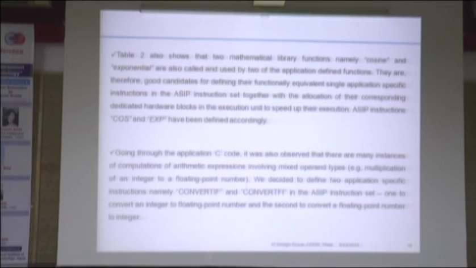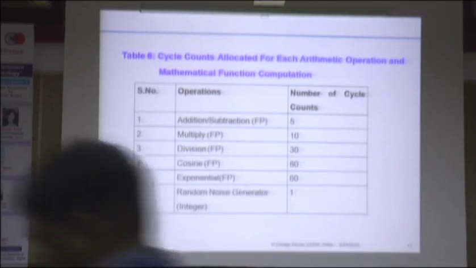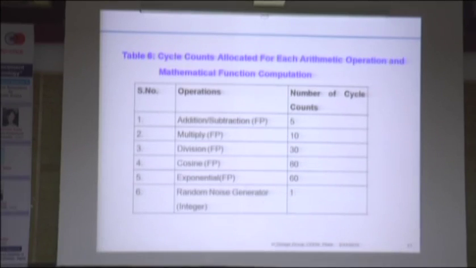Then convert IF will convert integer to floating point, and again floating point to integer. We require this type of instruction to execute this code, so we keep two instructions for this. We also require rounding kind of operations, so we keep one application specific instruction for round, and we keep one instruction for lookup, because we have to convert the decimal values into linear values. So we keep one instruction, look underscore app, as an application specific instruction. Now I have to decide the clock frequency, at what clock frequency my processor works.